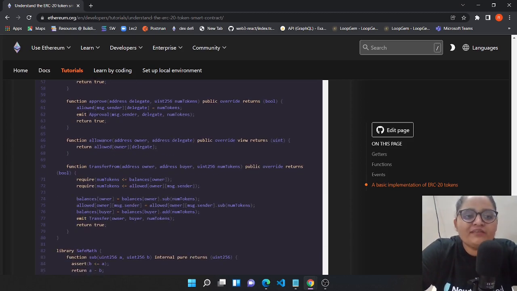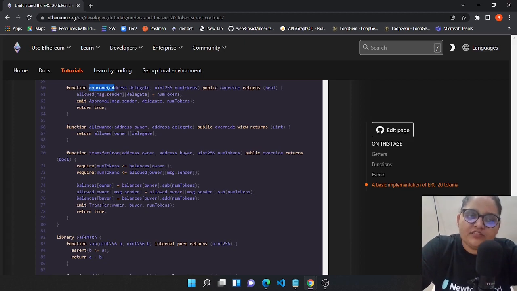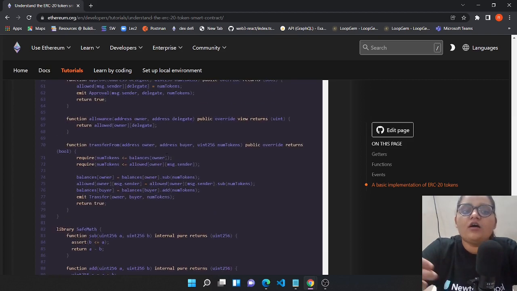And approve actually helps you to approve a certain amount of tokens. You are the sender, you are the owner of your tokens, and you approve, like, 20 tokens to be spent by a person B or person C. So at that time we use this approve function. Then this is the allowance function. Approve tells you how much amount you can spend, and the allowance tells you who can spend from your account.